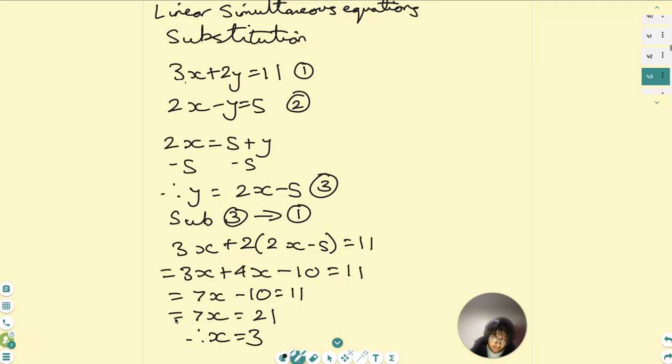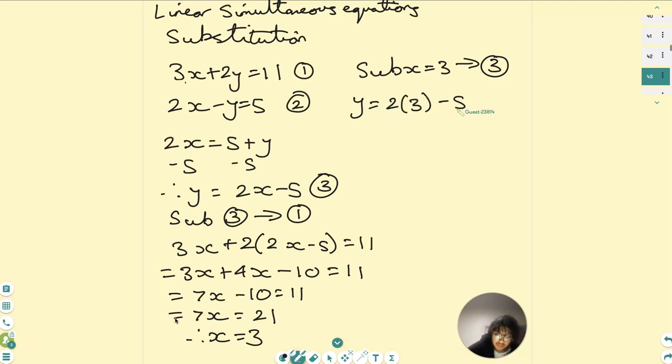Now, any questions? No? Perfect. Let's now solve for y. Same thing as we did before in elimination. We sub the value of x is equal to 3 into either equation 1, 2, or 3. Let's do 3, as you already have y as the subject and we're trying to solve for y. So we sub x is equal to 3 into equation 3. So y is equal to 2 bracket 3 minus 5. Then we expand the brackets. 6 minus 5, so y is equal to 1.